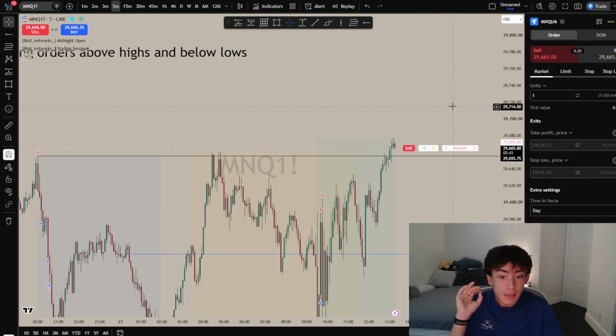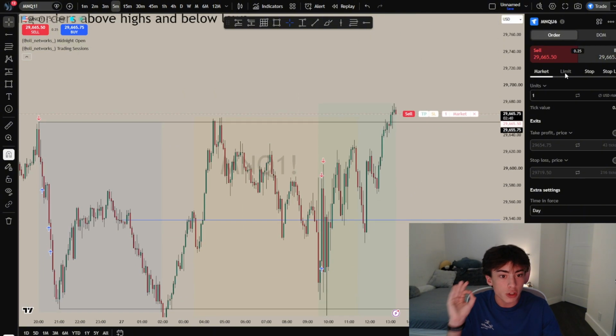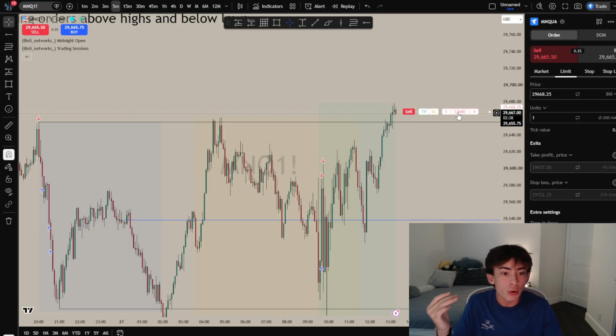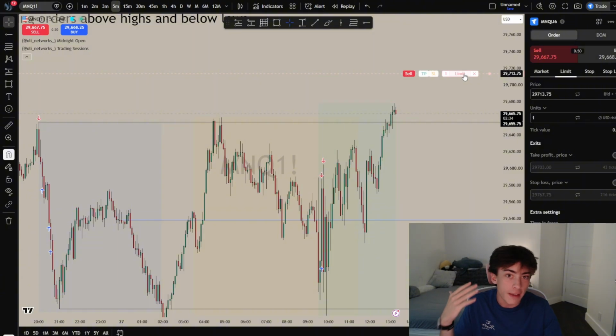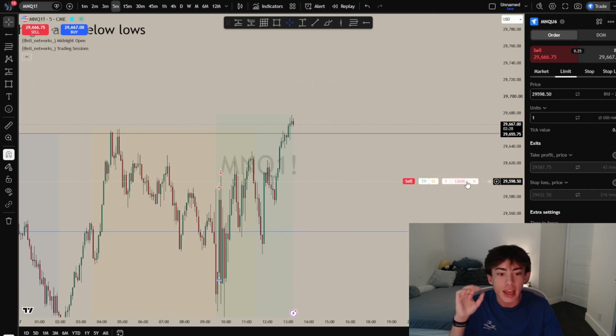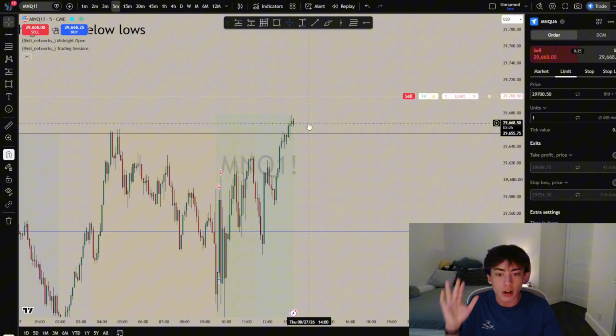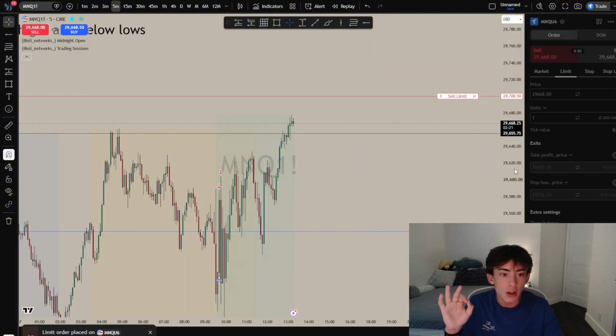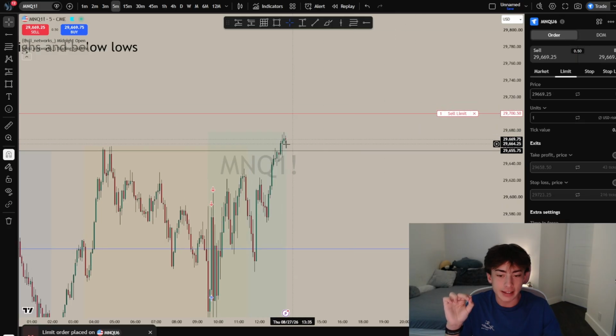And a limit order is essentially the same thing. It's an order, but I place it at whatever level I want it to get filled at, meaning price has to travel to that level in order for me to get in the trade. So if I place a sell limit, just for an example, right here, we can see it's active. So price needs to trade up here and touch 29,700.50 in order for me to get in the trade.